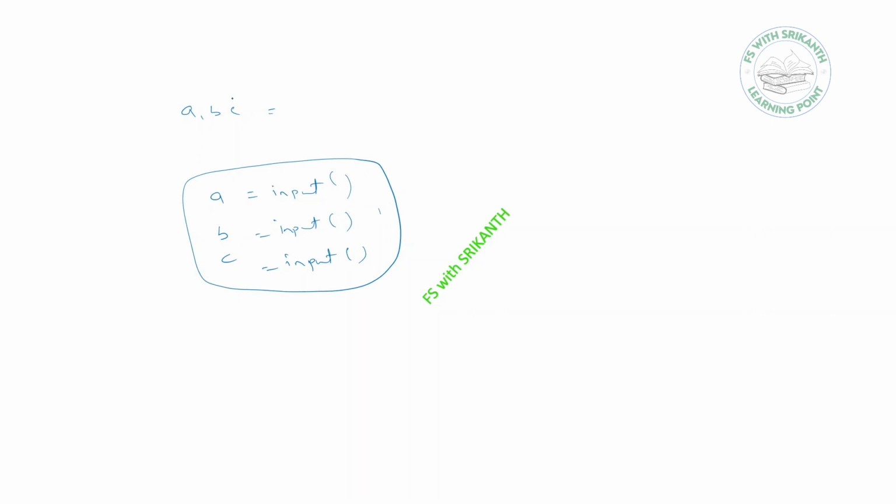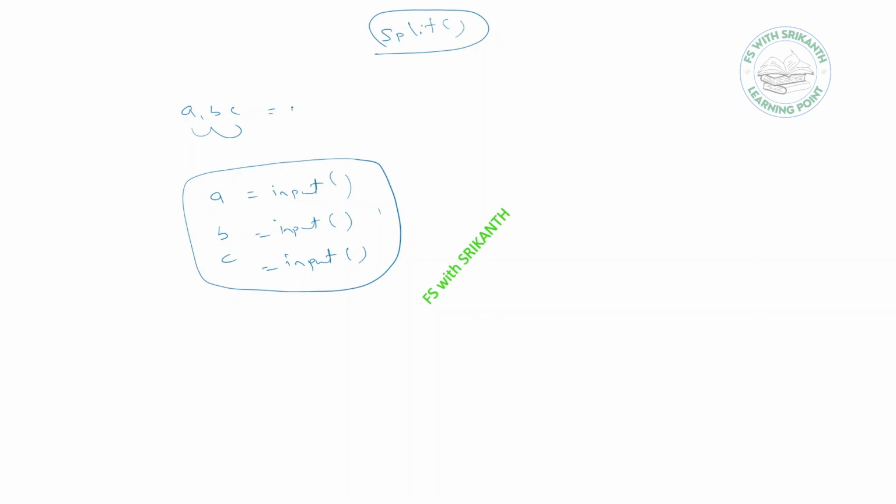Suppose we have three variables, a, b, c, that are required. Generally, how can I get the values of a, b, c? a = input(), b = input(), and c = input(). So it takes three lines. But with a single line, multiple variables can also be collected from the user. How is this possible? With the help of the split method we can get that.